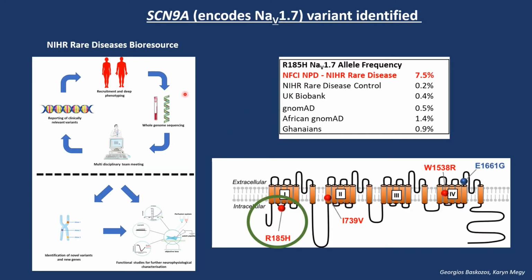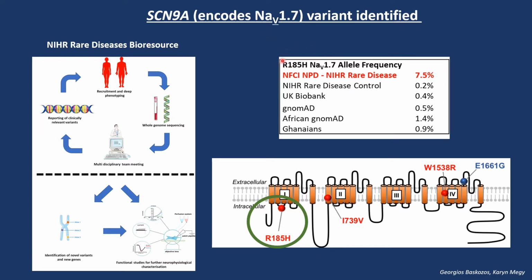40 participants were recruited to the NIHR Rare Diseases Bioresource Project, in which we used whole genome sequencing to discover variants linked to rare diseases such as extreme neuropathic pain phenotypes, as well as to study the functional effects of any protein changes. We identified the R185H variant within the SCN1A gene. This gene encodes sodium channel 1.7, which is an important channel in nociceptive function.